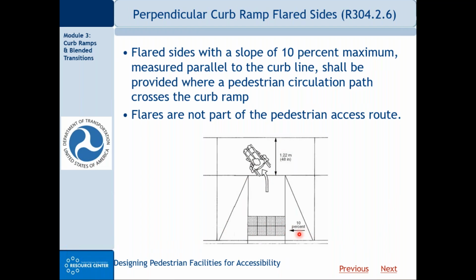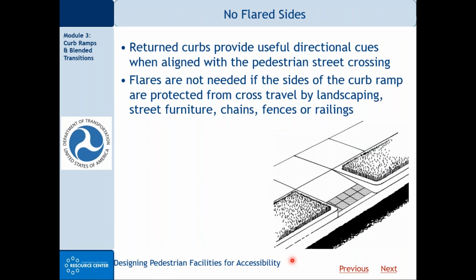Pedestrians. And the maximum grade is 10% measured parallel to the curb. If there was no flare, or if this flare was very steep, it would be a trip hazard, a potential trip hazard for able-bodied pedestrians. So keep that in mind. Kind of a minor point, but the flares are not part of the PAR. The flares are there for safety of able-bodied pedestrians.